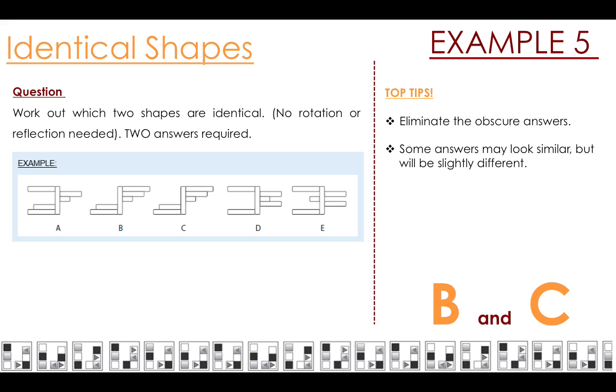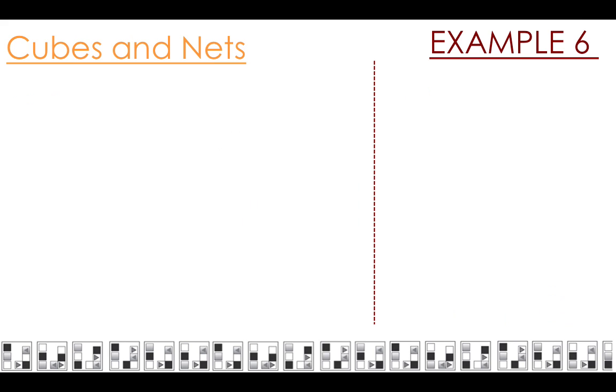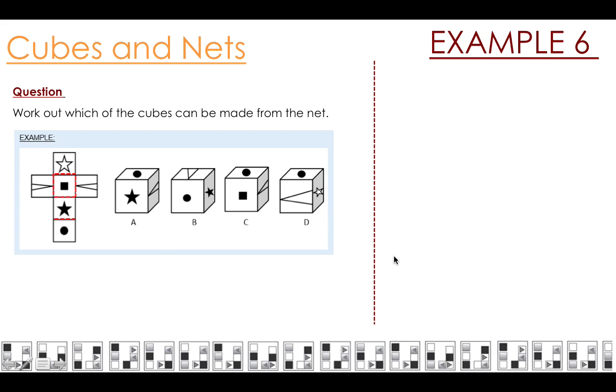Okay, so let's look at example 6. And these questions are based on cubes and nets. Now, cubes and net questions are quite tricky, and at first you might find them relatively more difficult. Now, these questions require you to work out which cube can be made from the net as drawn. So which cube A, B, C or D would be made if you folded each of these lines as shown by the red dots, because that's where you would fold it, would make one of these cubes.